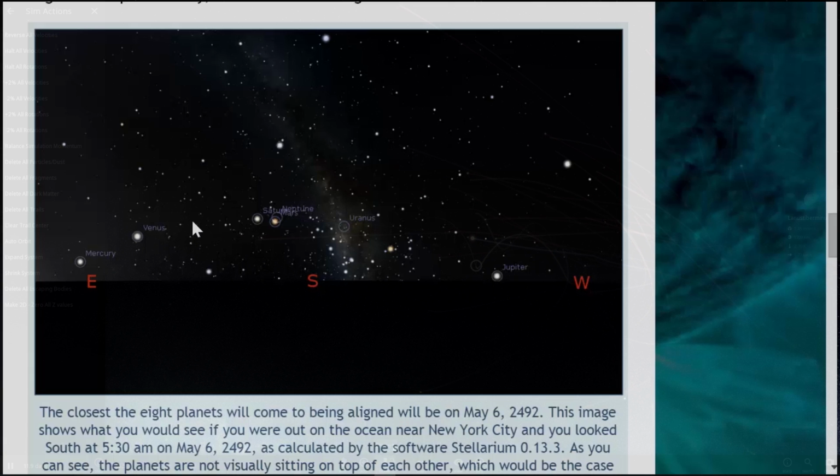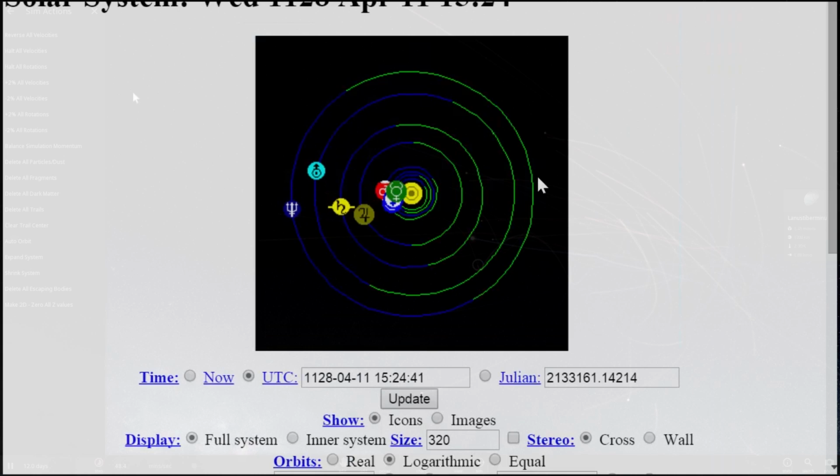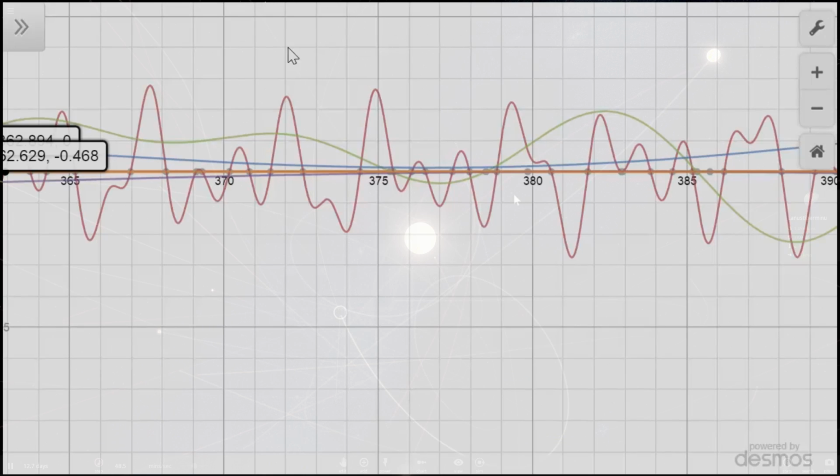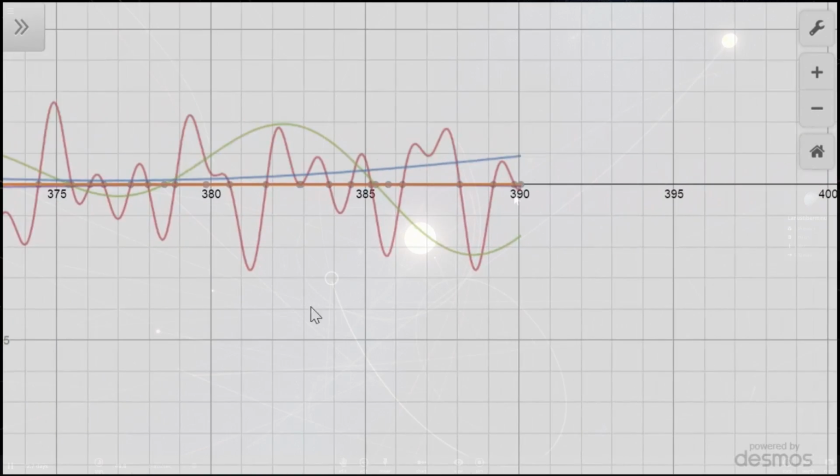And before that, the closest was in 1128, so 1128, and this is what it looks like. So a lot of these planets are kind of aligned-ish, but not really perfectly positioned in a line. So a perfect alignment where they're all in the same line is really difficult to get, and it would require quite a lot of browsing on Desmos to actually discover this perfect alignment.